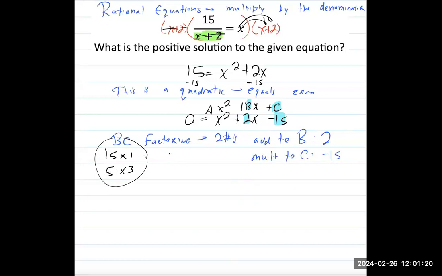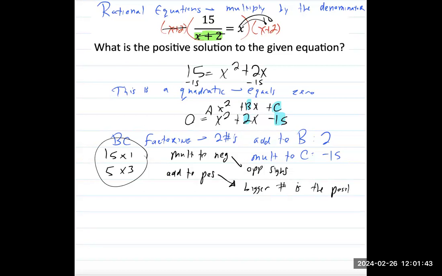Now we can look at the signs. If it multiplies to a negative, that would happen if we had opposite signs. And if it adds to a positive, that means that of our two numbers with opposite signs, the bigger number is the positive one. And so we have 5 and 3. The 5 is positive, the 3 is negative. So it's going to factor to x plus 5 and x minus 3.